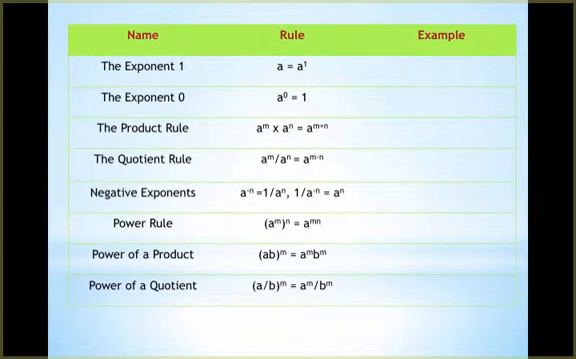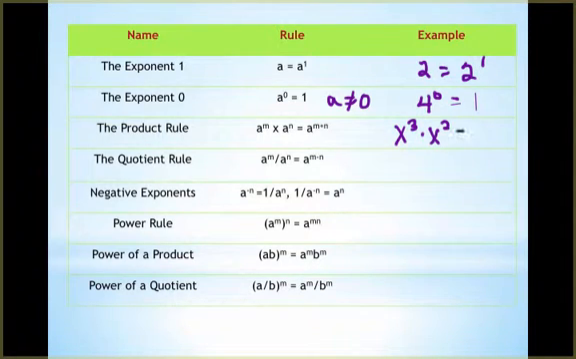The first rule says the exponent of 1: if you have a, that's the same thing as a to the 1st. So we know that 2 is the same thing as 2 to the 1st. The exponent of 0 rule says as long as a is not 0, then a number to the 0 power, or a variable to the 0 power, is 1. So we know that 4 to the 0 is 1. The product rule says that if you're multiplying with like bases, we add exponents. So if we have x cubed times x squared, we would get x to the 5th. In the quotient rule, when we divide with the same bases, we subtract exponents. So x to the 7th over x to the 4th would be x to the 3rd.